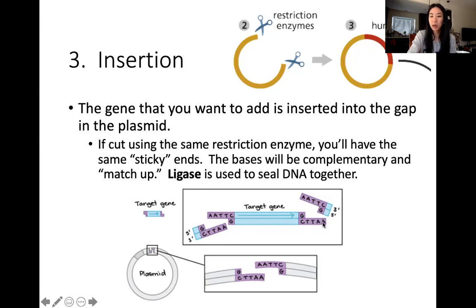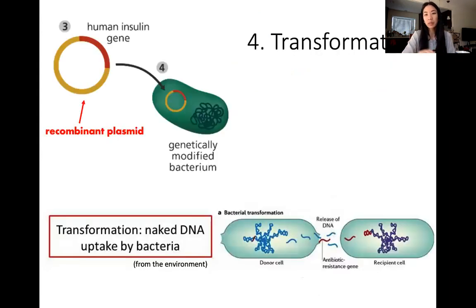These bases that aren't really connected to anything right now are going to want to base pair with these bases. So you'll end up having a plasmid with now your target gene inserted. So once you have this plasmid with your target gene, we call this a recombinant plasmid. So the idea is a recombinant plasmid has DNA from two different sources. In this case, the yellow is from the bacteria, the red is from humans.